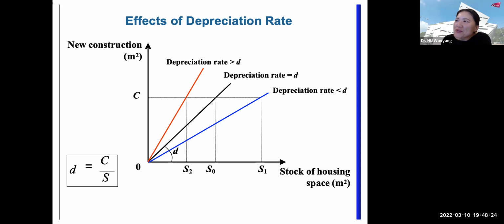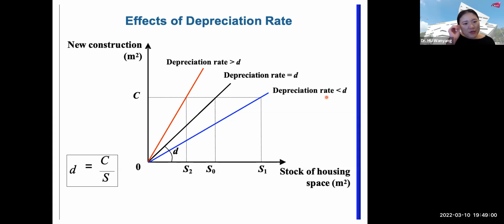Okay. So for the depreciation rate, this is a familiar graph, right? We have covered this previously. This is new housing construction, which is C. This is the stock of housing, which is S, and we have a straight ray from the origin, which is the indicator relationship. So this is the depreciation rate D equals C divided by S. And let's say the new construction is fixed, with different levels of D.